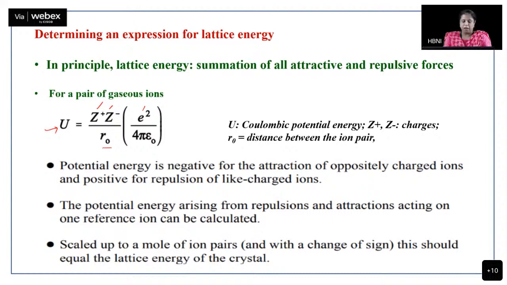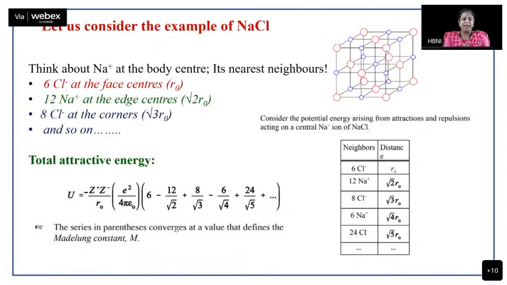Then what we can do is take one reference ion and see how many attractive and repulsive forces are acting on it. Then we can sum it over 1 mole of the ion pairs, and this should be the lattice energy of the crystal. Simple. Let's try to see. Let us take an example of sodium chloride, the easiest and the most favorite structure of almost everybody that I know.